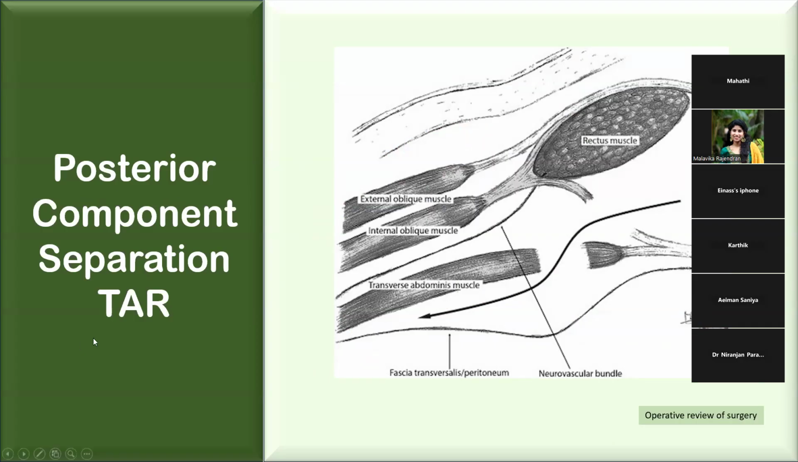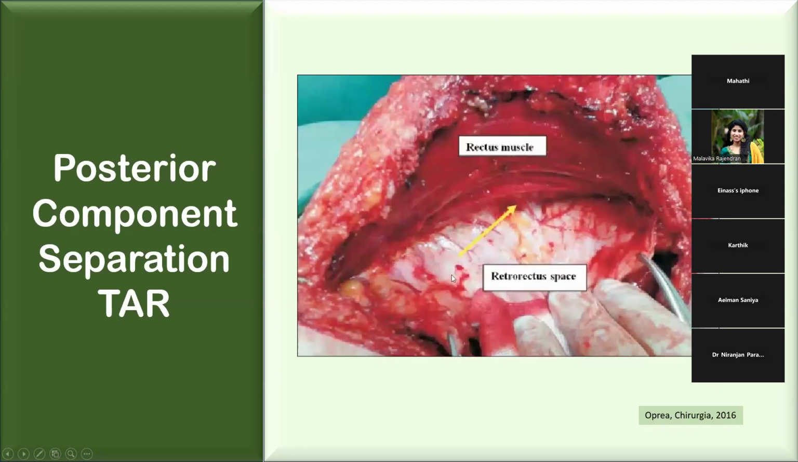The posterior component separation. As I said, it is important that you stay 1 centimeter medial to the lateral limit of the rectus sheath. This is where the nerve comes into the muscle. Okay, if you cut the nerve, then you end up with a weakness. You get a bulge and a higher failure rate of the hernia. So it's important that when you cut it, to move it medially, the posterior component must be at least 1 centimeter medial to the lateral limit of the rectus sheath. This is exactly what you do.